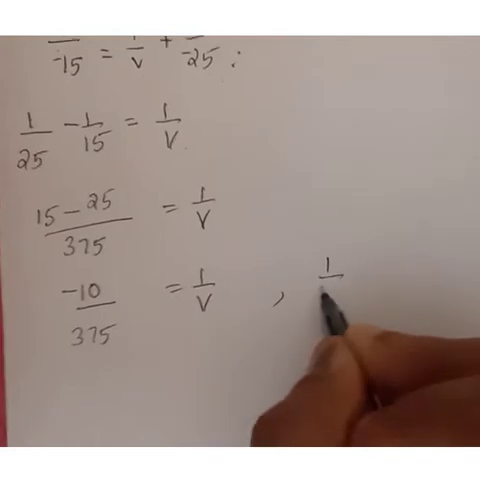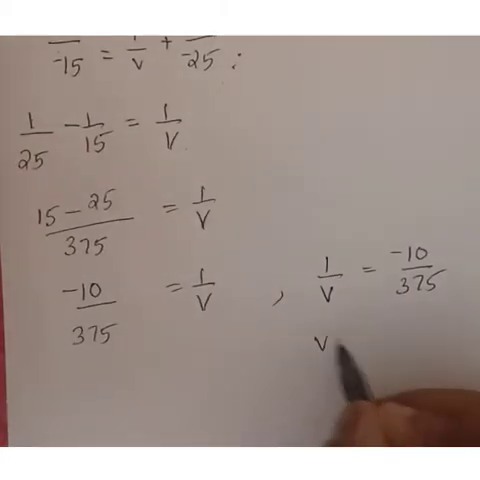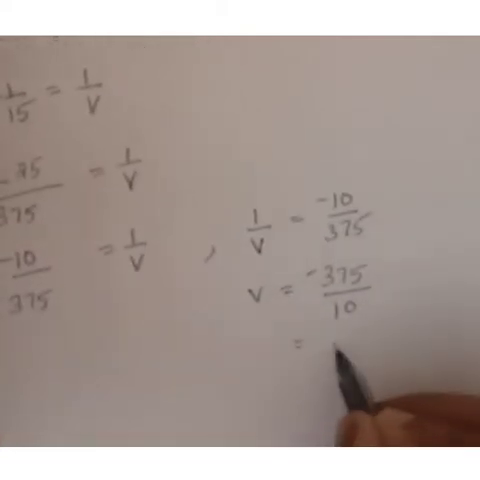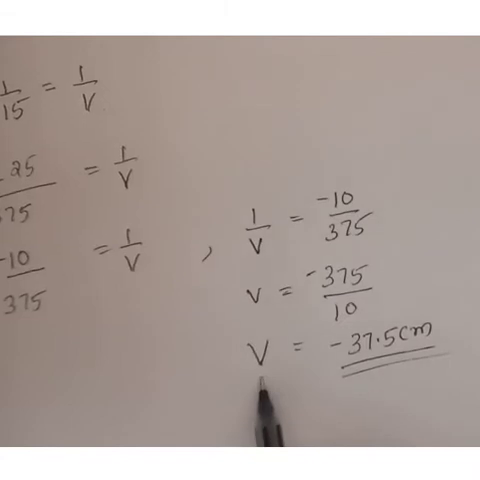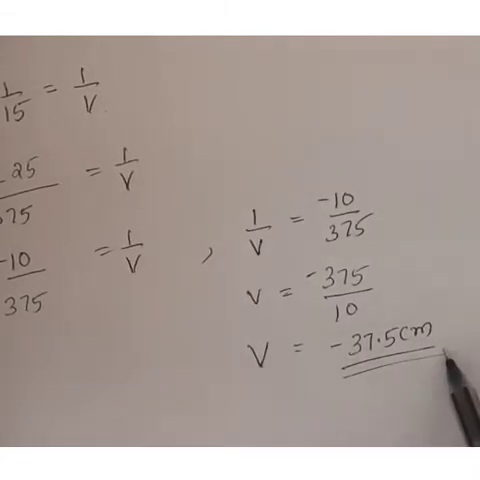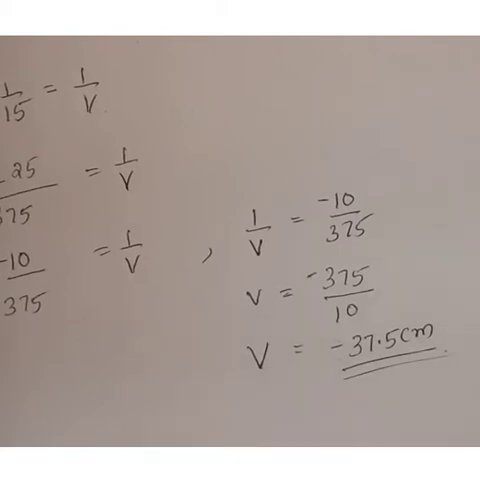In other words, we have to write 1 by v is equal to minus 10 divided by 375. So what is v? v is equal to minus 375 divided by 10. So what is the value? Which is equal to minus 37.5 centimeter. So the image distance v is equal to minus 37.5 centimeter. Then you see here it is a negative sign. So the negative sign indicates that the image is real and inverted.